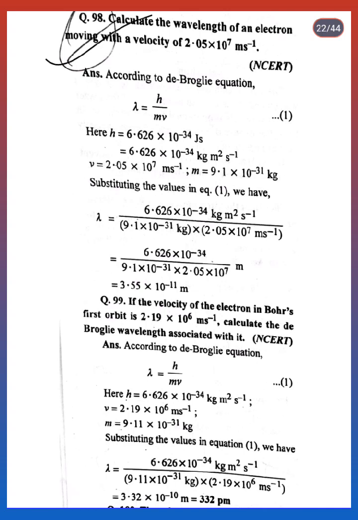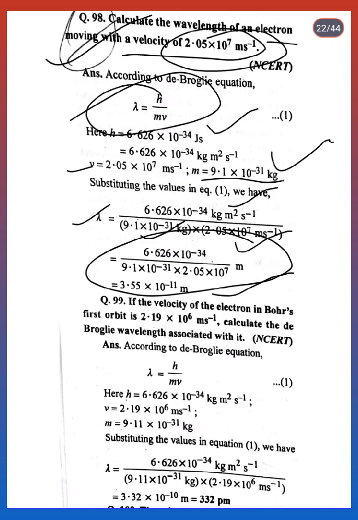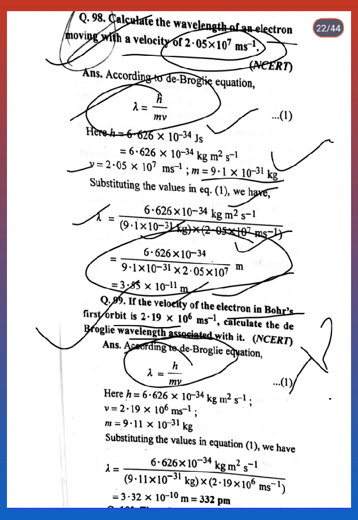Calculate the wavelength of an electron moving with a given velocity. We know the Planck constant h, we know the velocity, and the mass of the electron is also known, 9.1 × 10⁻³¹ kg. So by using the relationship lambda is equal to h over mv, where h is the Planck constant, m is the mass of the electron, and v is the velocity of the particle, put in all the values and solve, and we will get the answer. Now similarly, next, if the velocity of the electron in Bohr's first orbit is given, calculate the de Broglie wavelength associated. Again you will find lambda by using the relationship lambda is equal to h over mv, the de Broglie equation.